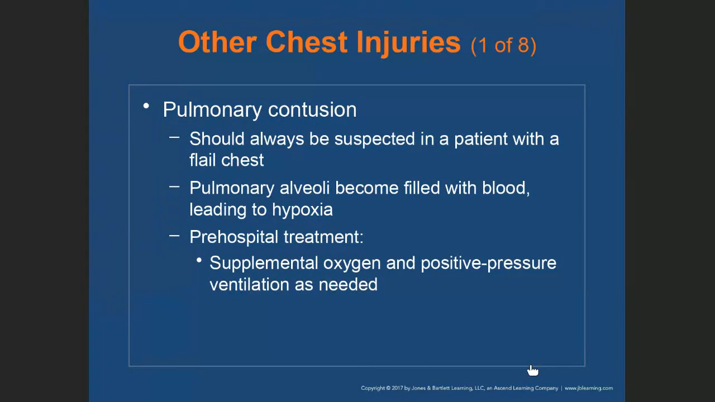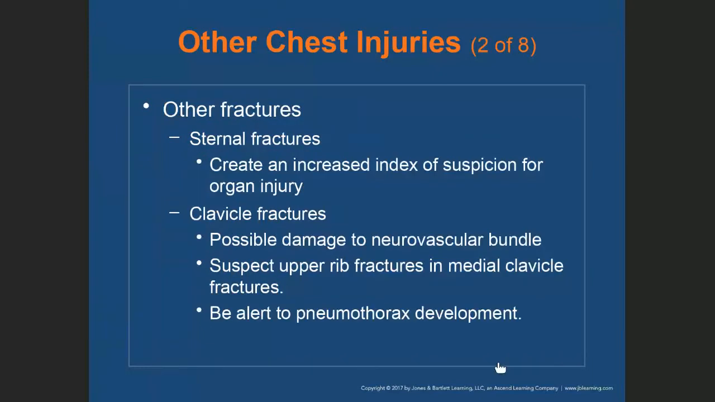Pulmonary alveoli become filled with blood, leading to hypoxia. Pre-hospital treatment: supplemental oxygen, positive pressure ventilation as needed. Other fractures: sternal fractures create an increased index of suspicion for organ injury. It takes a lot of force to fracture the sternum, so you should definitely be thinking about internal damage. Clavicular fractures: possible damage to the neurovascular bundle can occur. Suspect upper rib fractures in medial clavicular fractures and be alert to pneumothorax development.